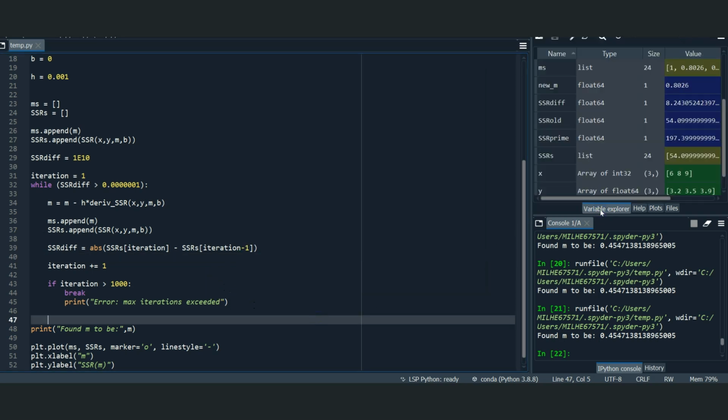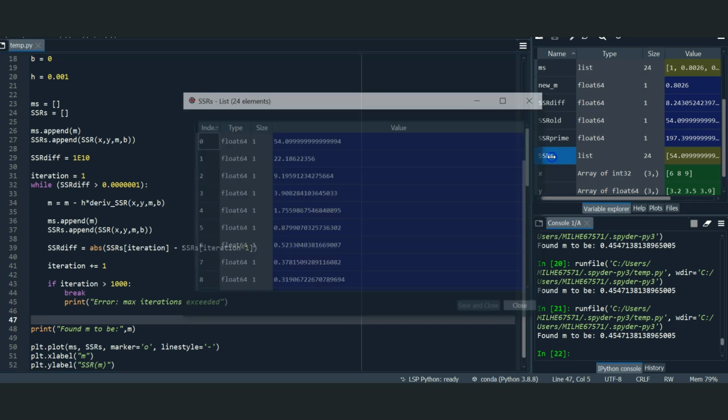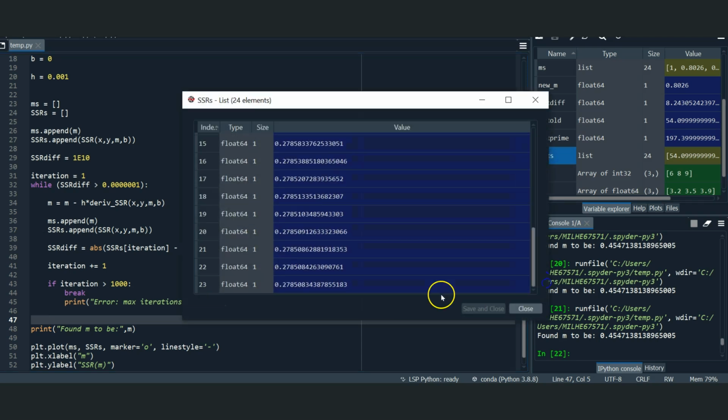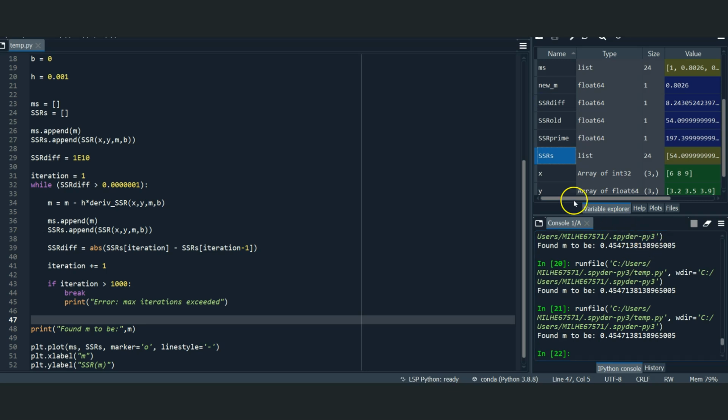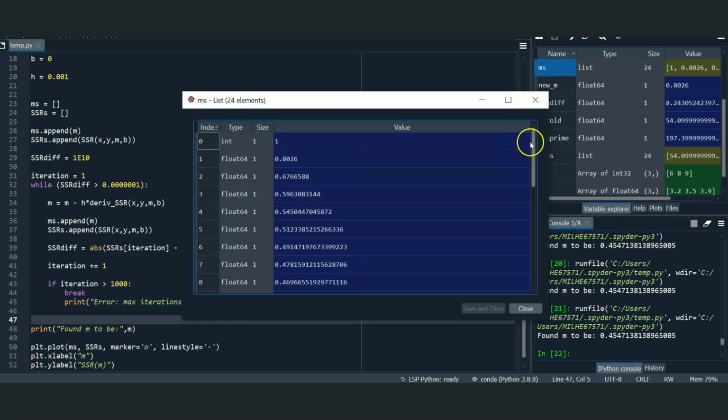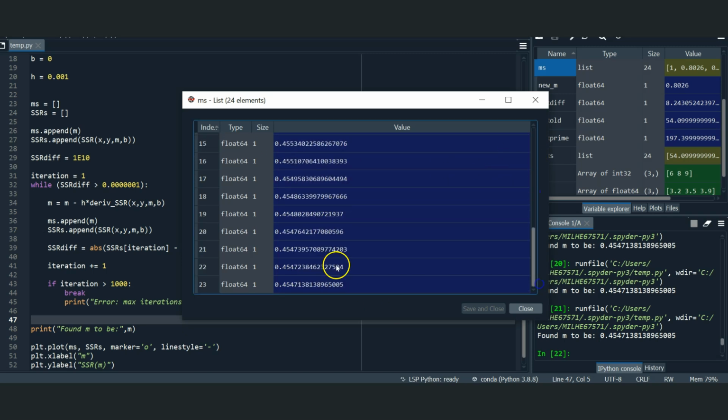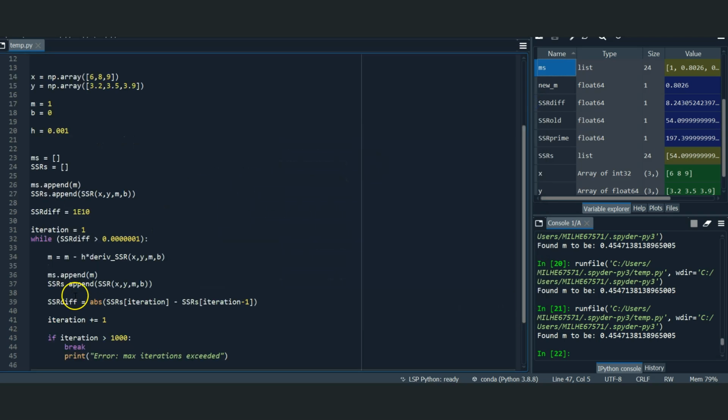If we go to the Variable Explorer, we could actually see our whole list of SSRs, and you can see that the algorithm does end up terminating because you can see that the SSRs are starting to look pretty much the same. In other words, there is very, very little change to the tolerance that we set. You can also see these slopes started at 1.8026. This should all be familiar from what we did in the previous example, and you can see we are converging to that correct slope.